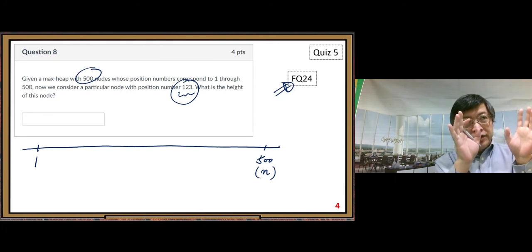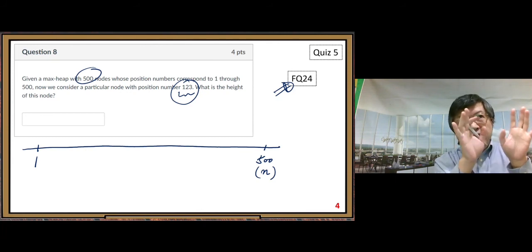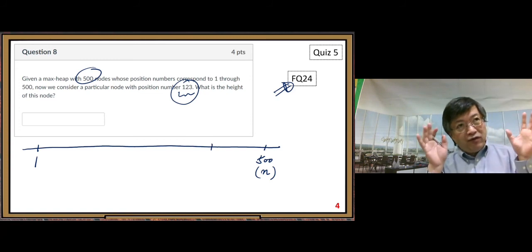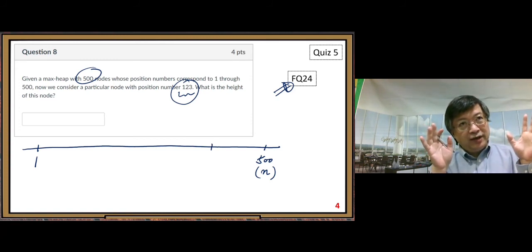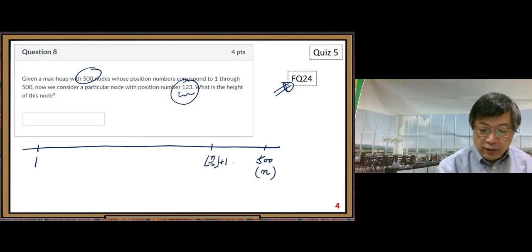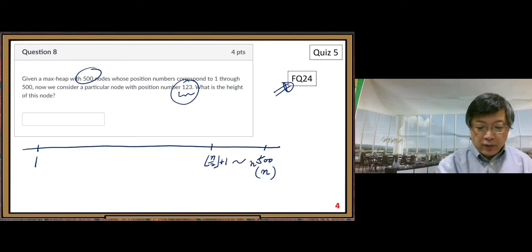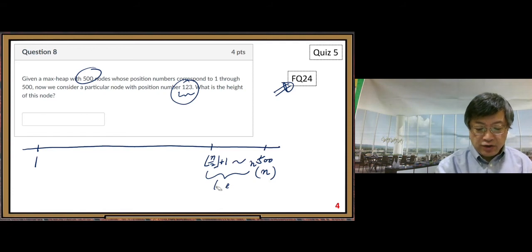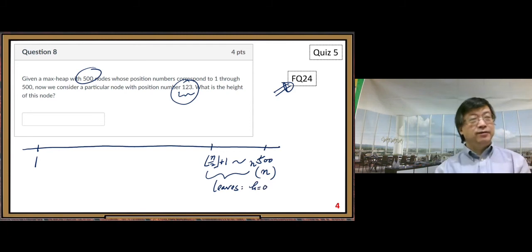First, let's look at the leaves. We have that formula for the position numbers of the leaves: floor of N over 2, plus 1, through N. This block corresponds to leaves. Leaves means the height equals 0.